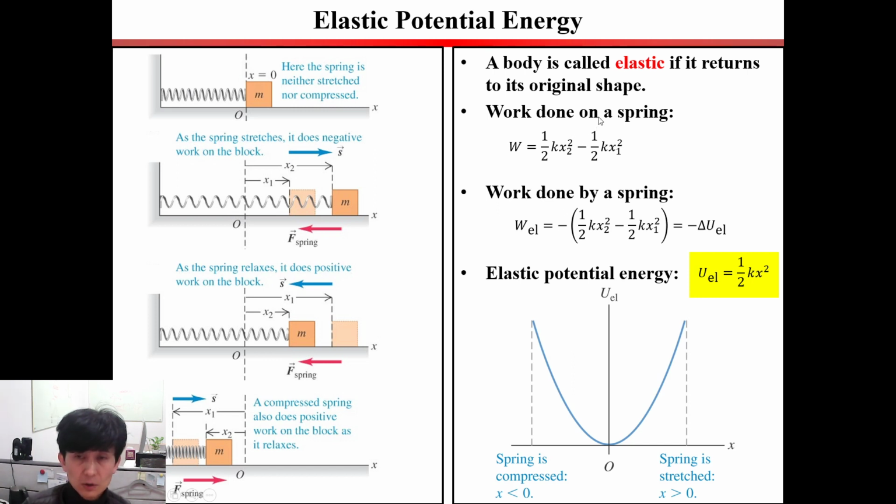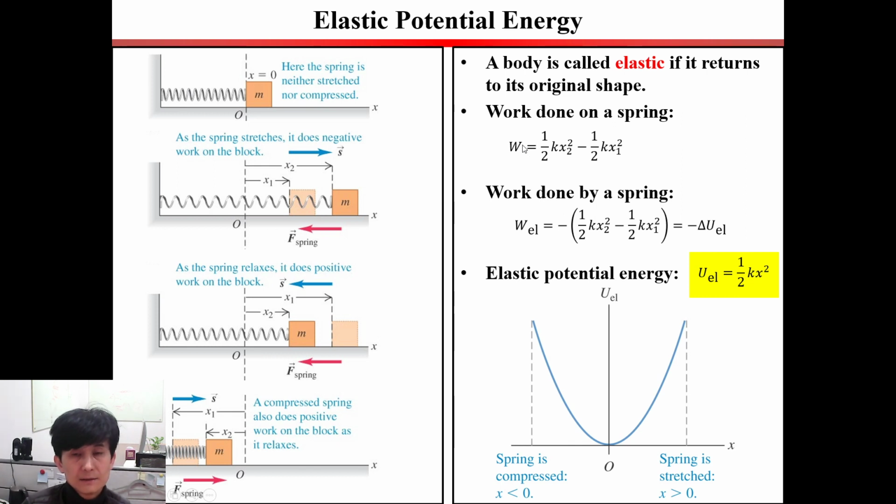Work done on a spring: the force by the spring is k times x. That's an important property of a spring. If we integrate k times x with dx, we have 1 over 2 k x squared.